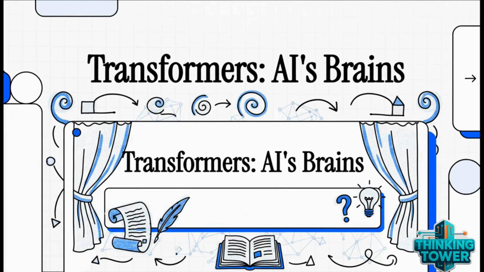So you've probably played around with something like ChatGPT, right? And you've got to wonder, how in the world does it do that? How does it write a poem or debug code or tell a story? Well, today we're going to pull back the curtain on the core technology that makes it all tick, this really revolutionary idea called the transformer.